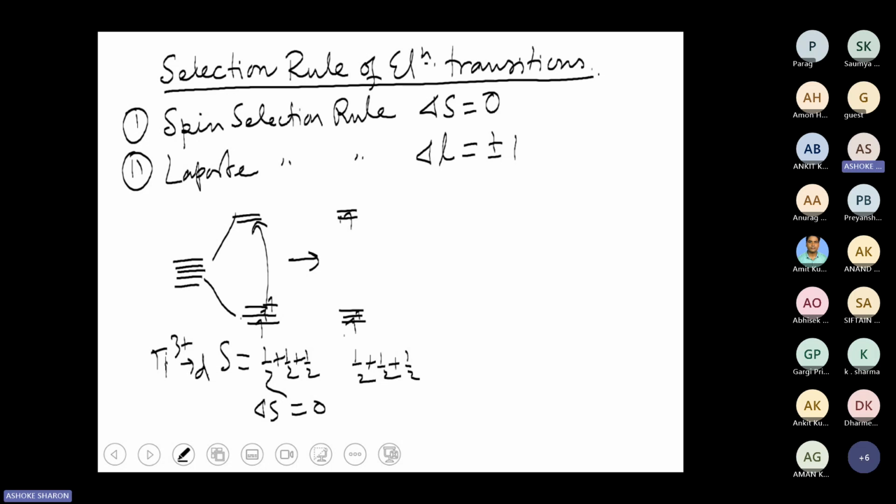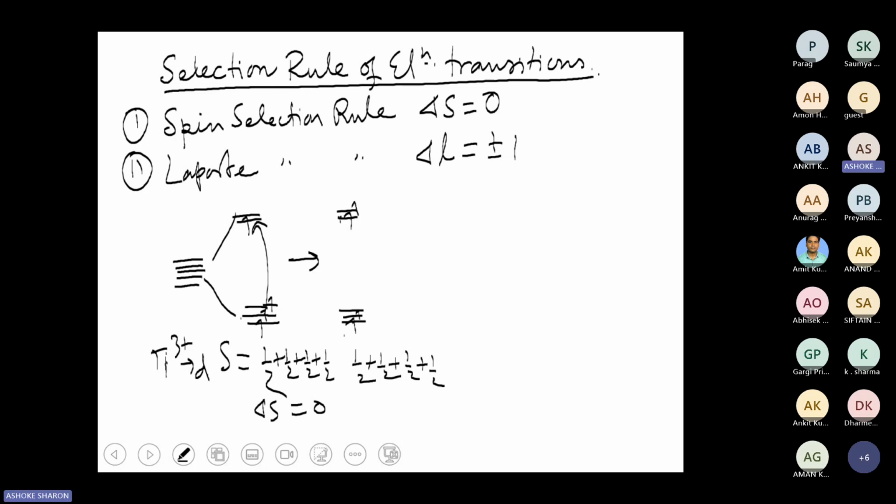Say for the D4 system, it was like this. After the transition, it will be like this. Again, it is plus half and it is also plus half. So delta S is 0. So for high spin, D1 to D4, all of them are spin allowed. Okay, so they are colored.